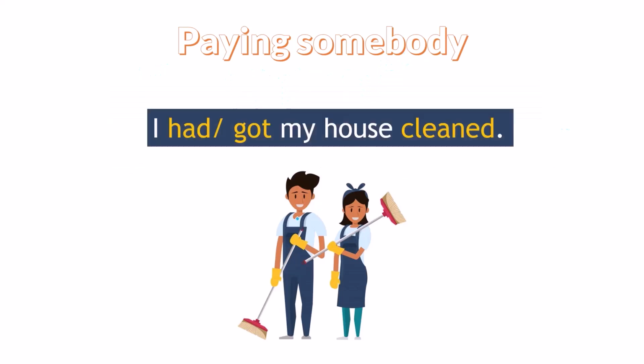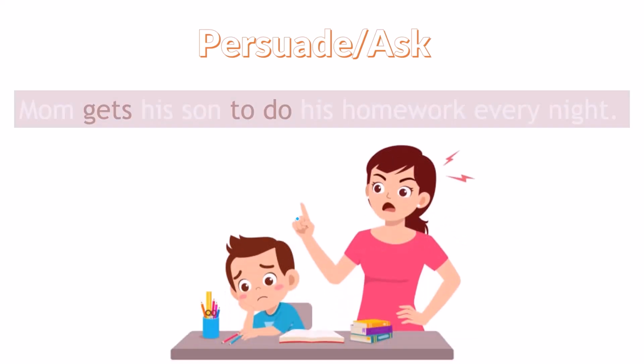Or also you can say, I had my house cleaned, or I got my house cleaned. Here again, it is clear that you paid somebody to do this for you. I had my house cleaned. I got my house cleaned. Let's talk about another meaning of these verbs. Persuading somebody or asking somebody. Like this mom.